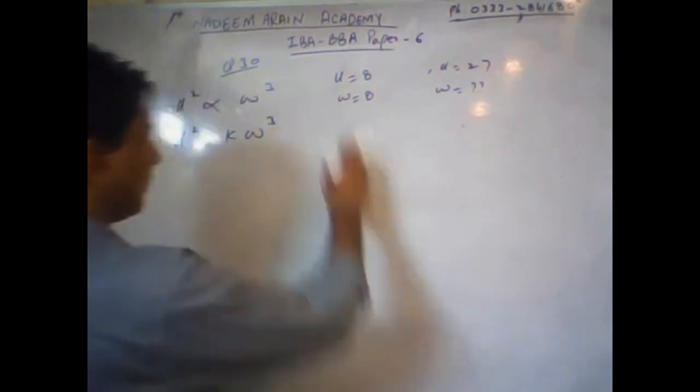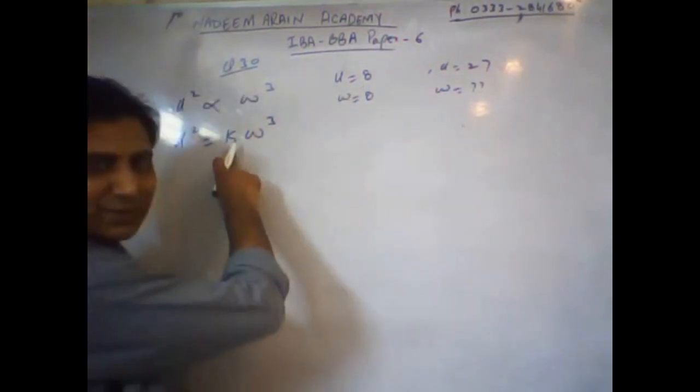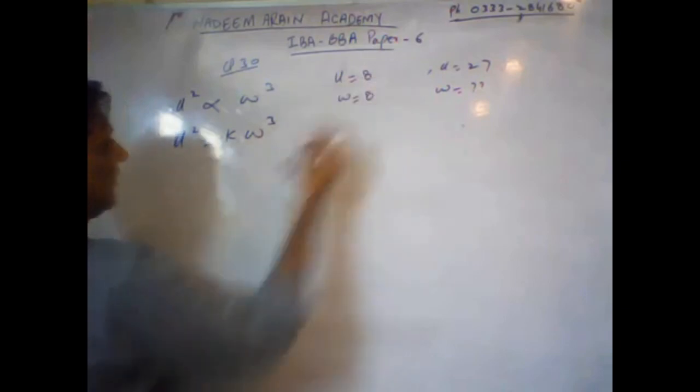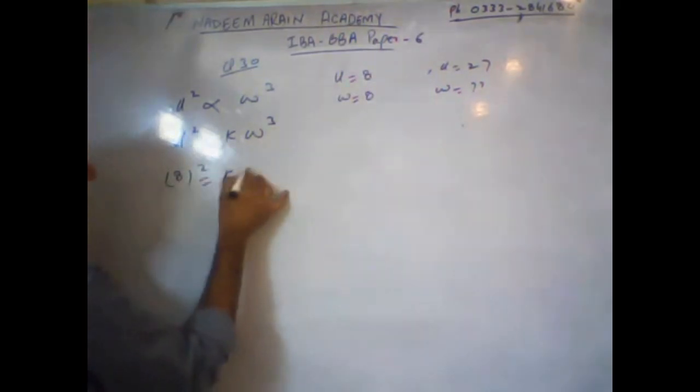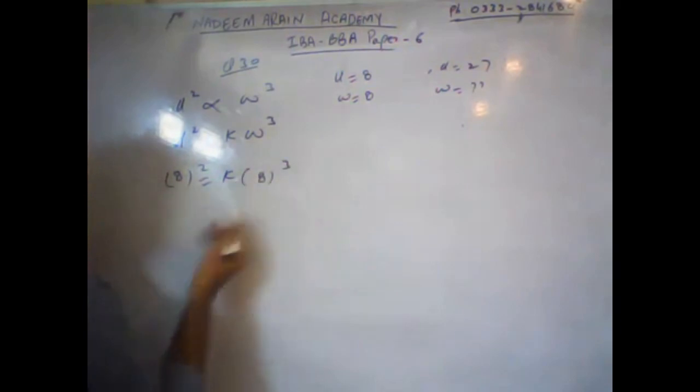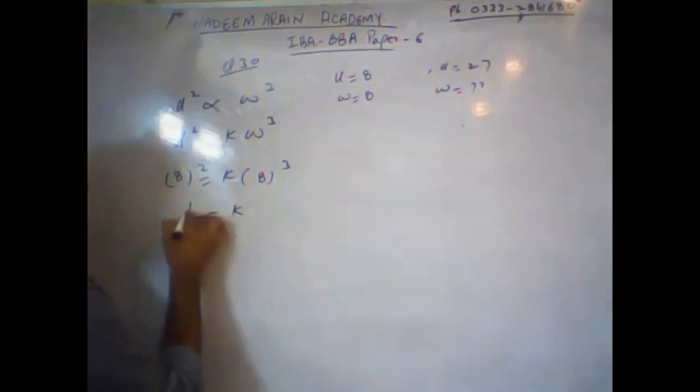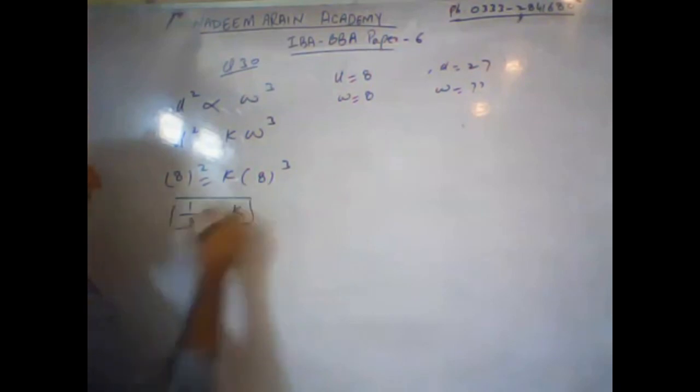All right. So first we need to find the constant. Put u as 8, w as 8. This is a simple question. 8 squared is equal to k times 8 cubed. So square is cancelled with square, so k is equal to 1 over 8. So this is the value of k we have.